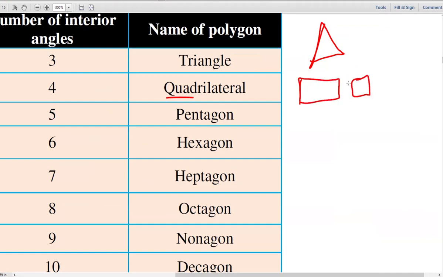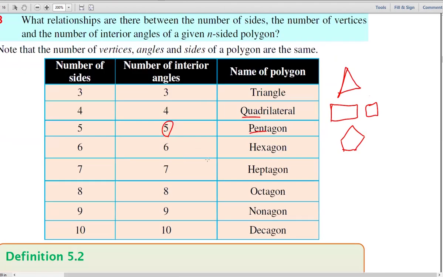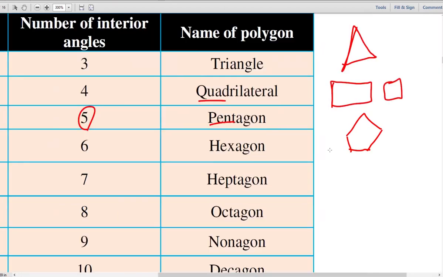And if you have a pentagon, penta means 5. So you would have 5 edges, like 1, 2, 3, 4, and 5. If it has 5 sides, we're gonna call it pentagon. And hexa means 6, hepta means 7, octa means 8, nano means 9, and deca means 10.